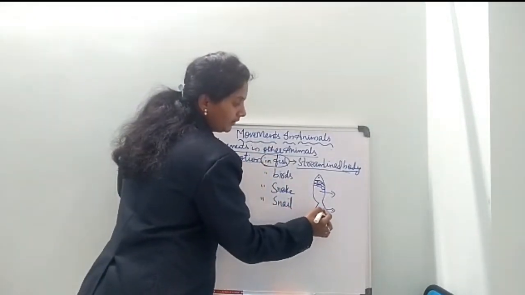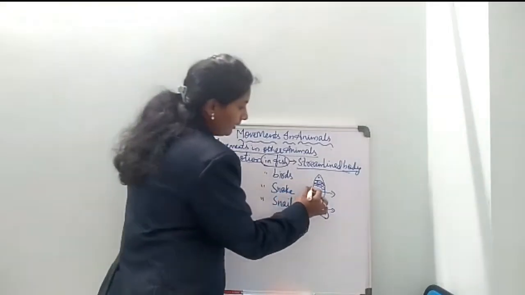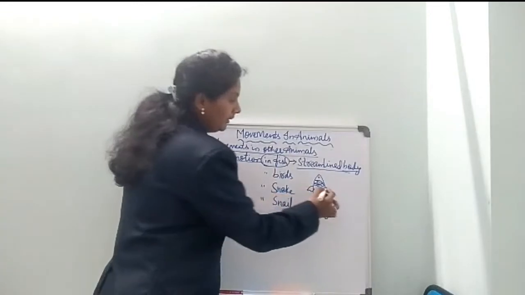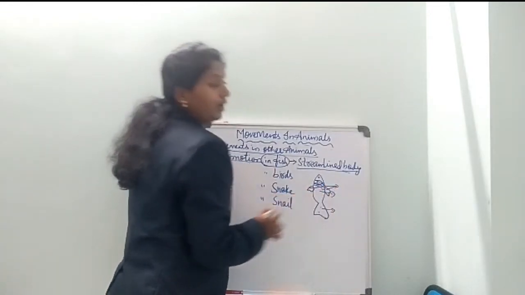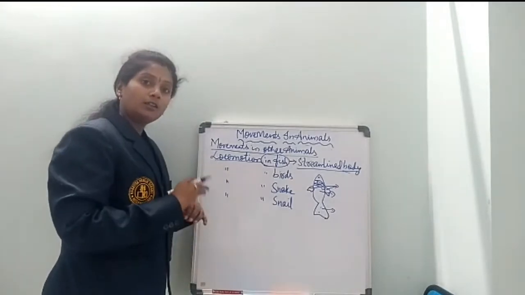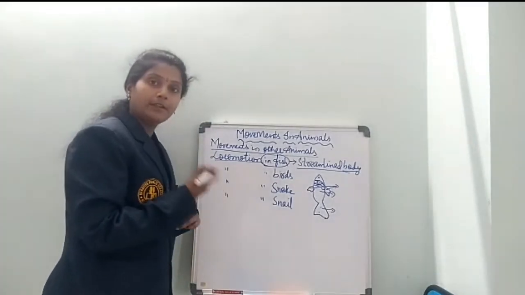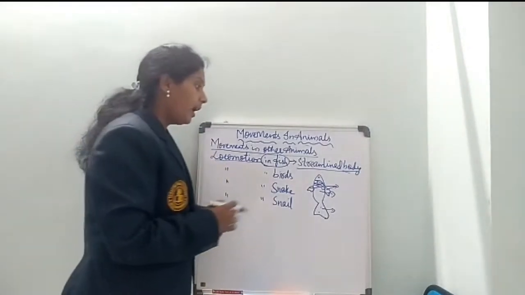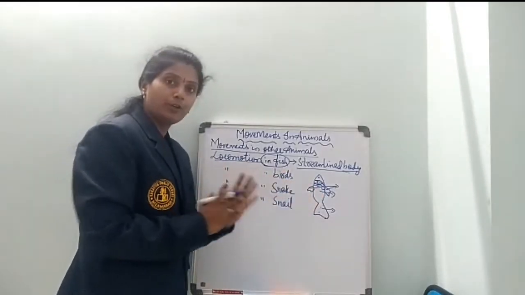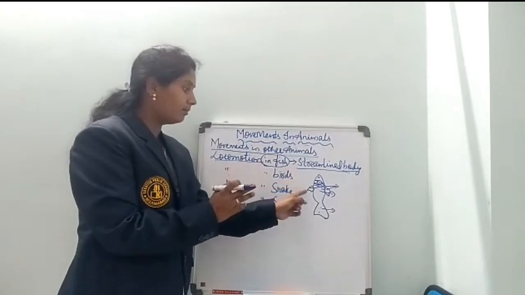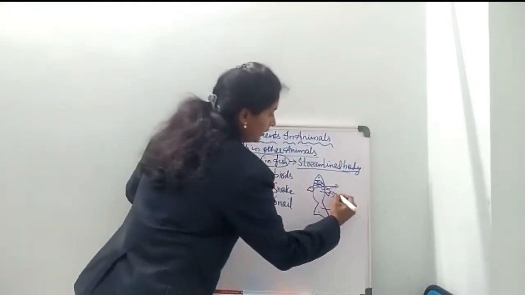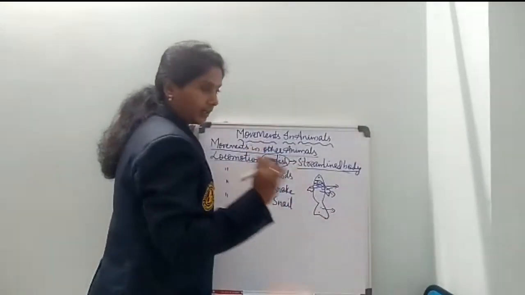And these are the fins. They have fins and they also have a tail. The muscles present in the fins also help in movement. If the body muscles help to move in one direction, the muscles present in the fins move in the other direction. So that gives a jerk.